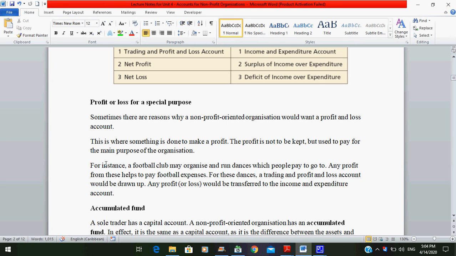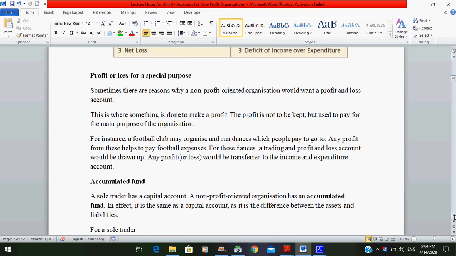For instance, a football club may organize and run dances which people pay to go to. Any profit from these helps to pay football expenses. For these dances, a trading and profit and loss account would be drawn up. Any profit or loss would be transferred to the income and expenditure account. You will see it as we go along in a different video clip for that purpose.